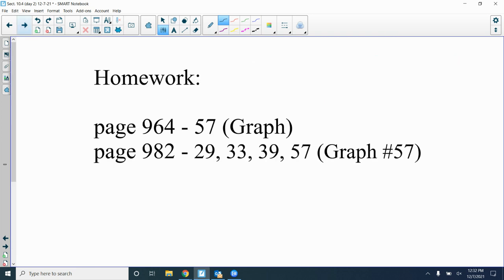All right, you have a little bit of time here. You only have to graph 57 on both of them. Okay, 57, and that's an ellipse. I wanted you to go back and do one of those just to refresh. And then 982, that's similar to what we did here today. We'll review tomorrow and then test on Thursday.